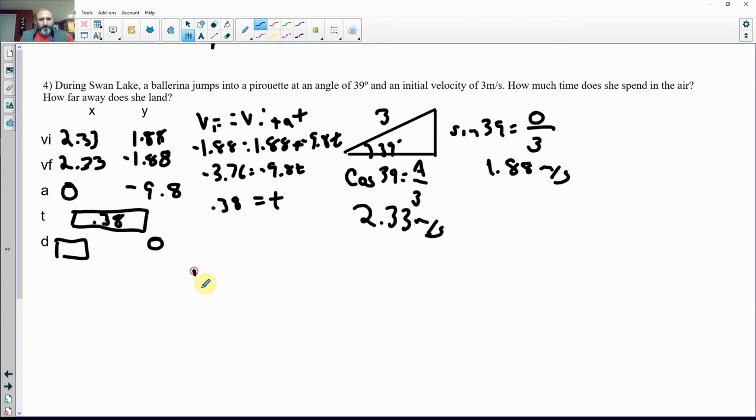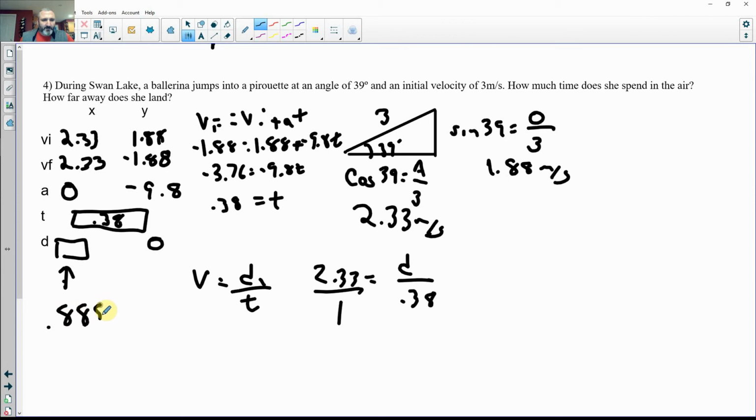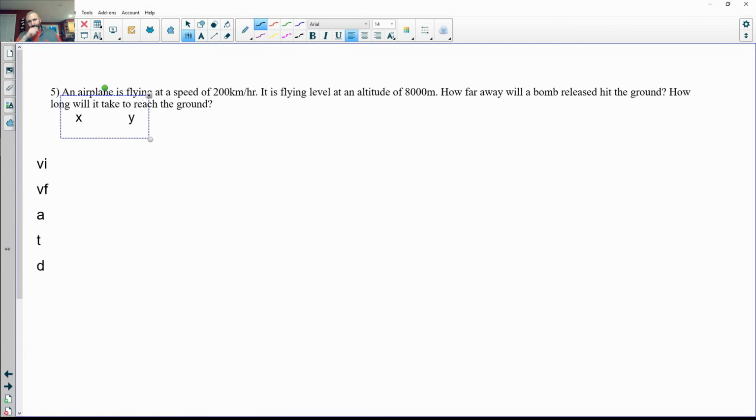And now V equals D over T in the x is going to be 2.33 equals D over 0.38 seconds. 2.33 times 0.38, I'm just cross multiplying again. 2.33 times 0.38 equals D times 1. We should get 0.8854 meters away. Okay, so I hope that helped. Hope that made a little bit of sense.